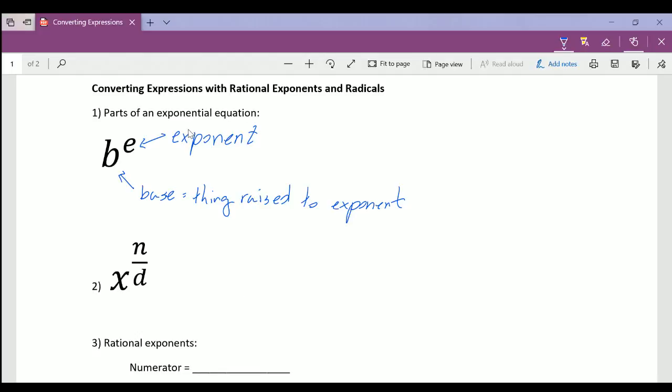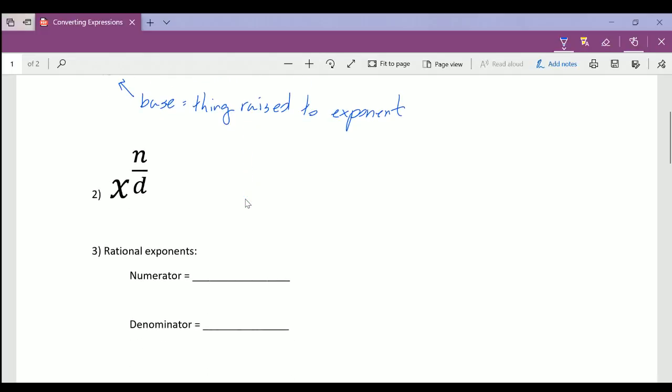Now, the exponents that we're actually talking about here are rational exponents. Rational means it can incorporate fractions. So here's our new bit, where the base is x, the thing being raised to the exponent. But the exponent is a fraction, n over d. N stands for numerator, and what we're going to call it here is the power. Something like, for instance, 2 to the third: 3 is the power, that's 2 times 2 times 2, which gives you 8. D, the denominator, the bottom, is the root.